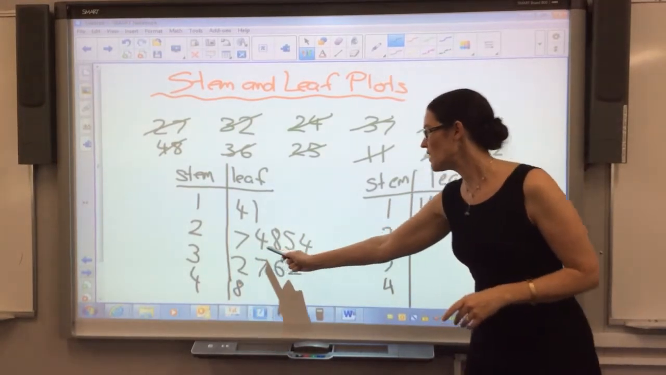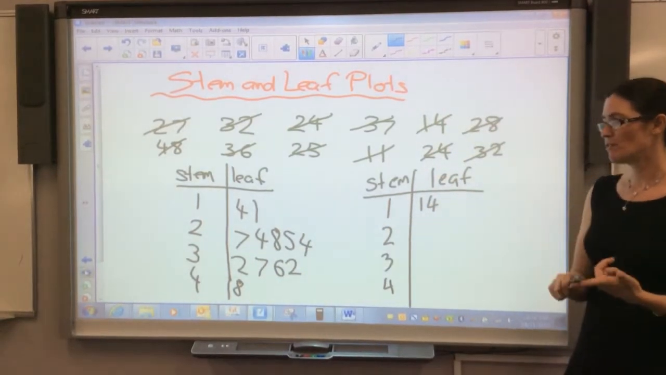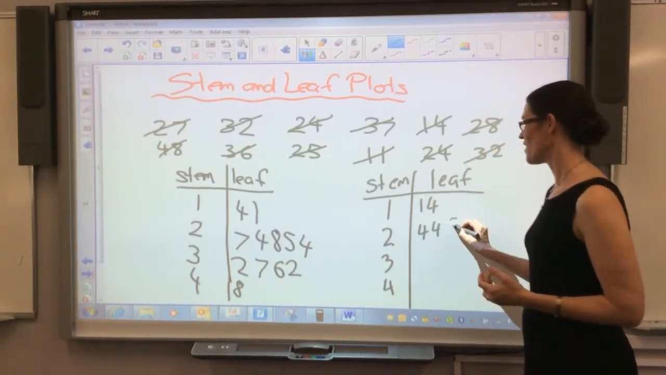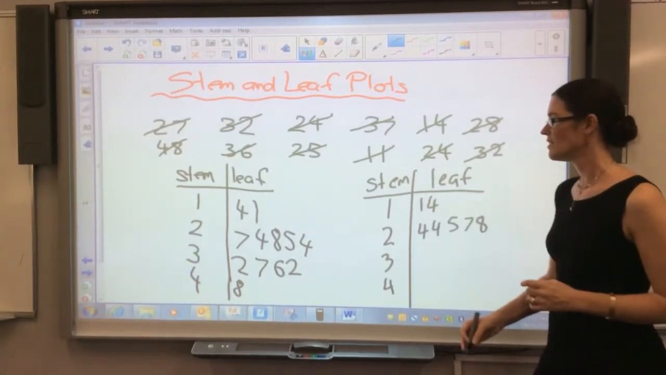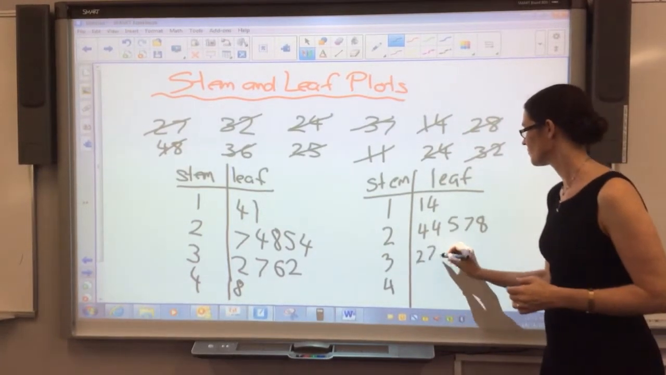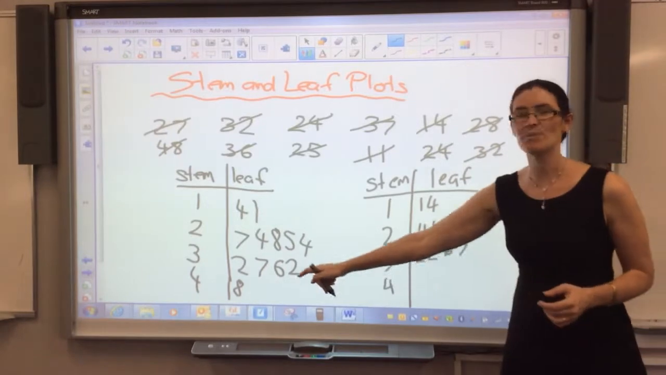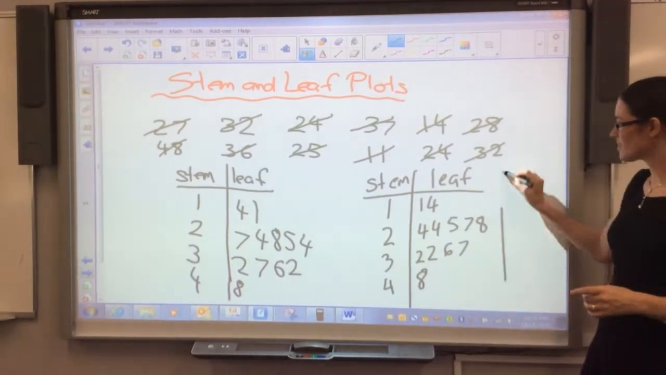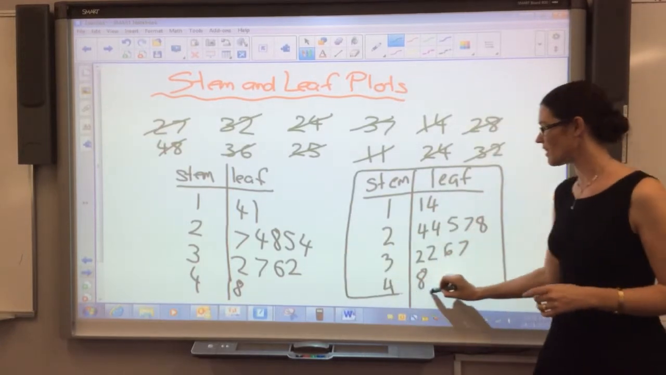This one, when I put that in order, what's it going to be? 4, 4, 5, 7, 8. This one? 2, 2, 6, 7. Well done. And the last one's just an 8. So this is an ordered stem and leaf plot.